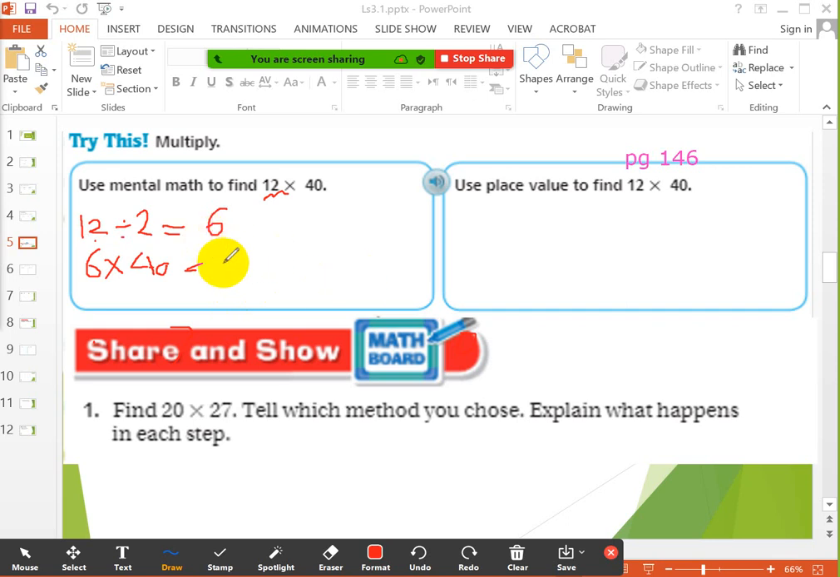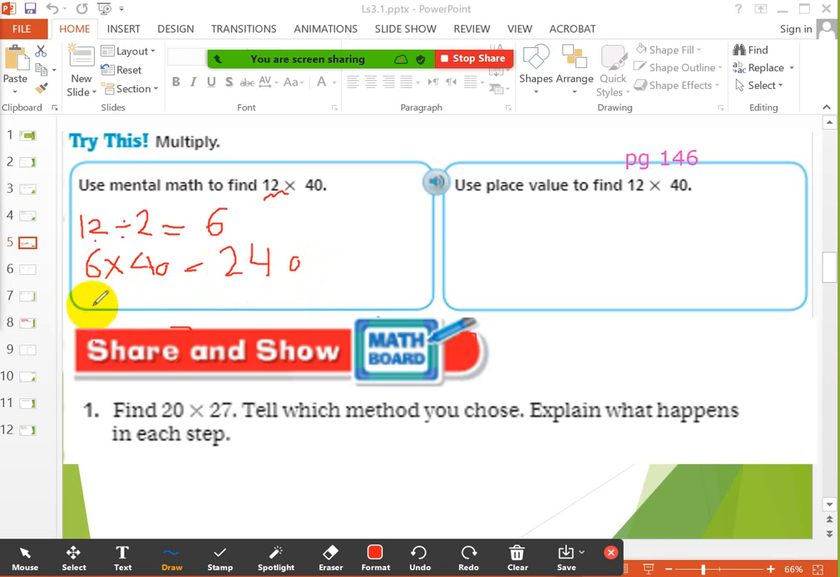Equals 24. Excellent, Lama. 6 multiply 4 equals 24. And put 0 next to the answer, so it will be 240. Thank you, girls. So after multiplying the numbers, I will double this number.